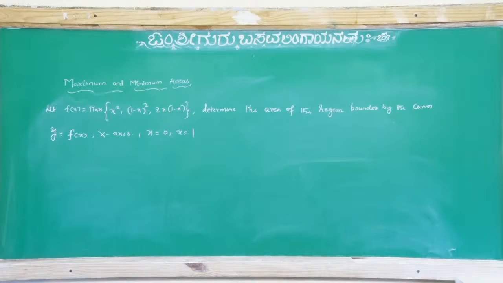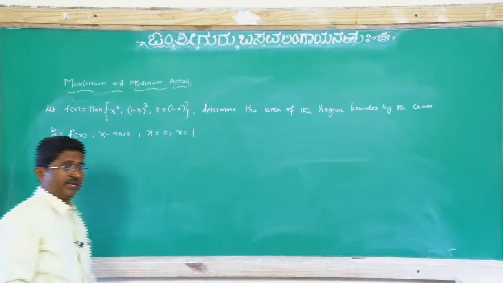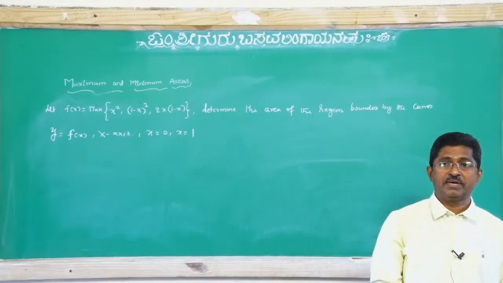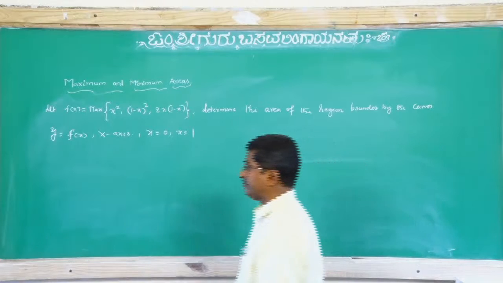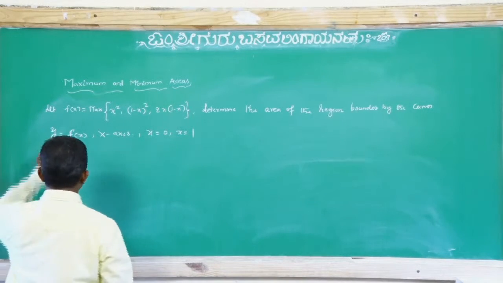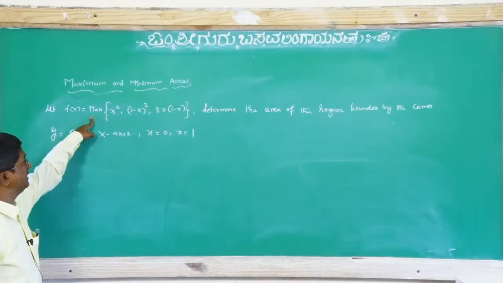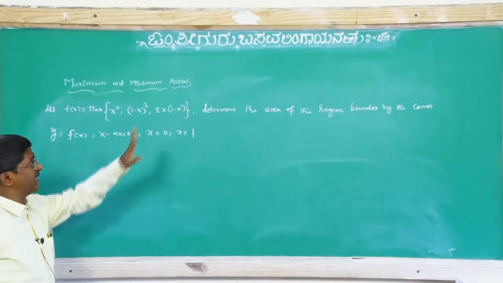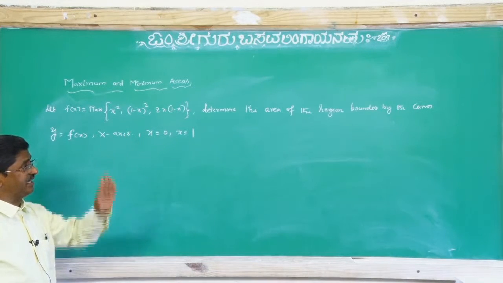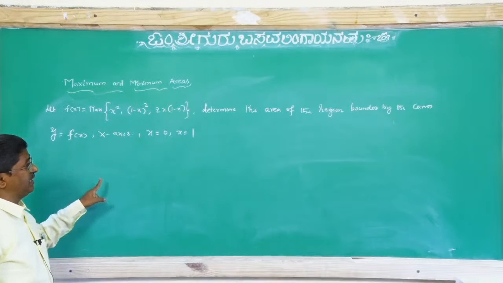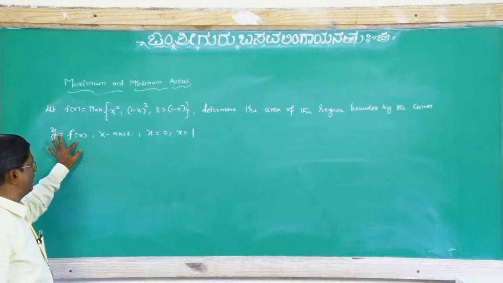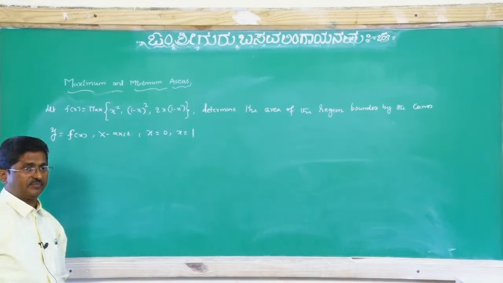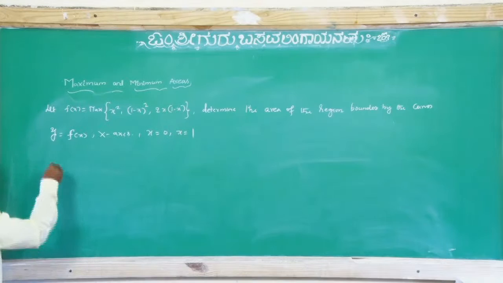Right, all of you, this is a very good problem. This maximize and minimize function problem is a little bit difficult but very good at the same time. Let y is equal to f of x, the maximum of x square, 1 minus x whole square, 2x into 1 minus x. Determine the area of the region bounded by the curves y is equal to f of x, the x axis, and the ordinates x is equal to 0 and x is equal to 1.